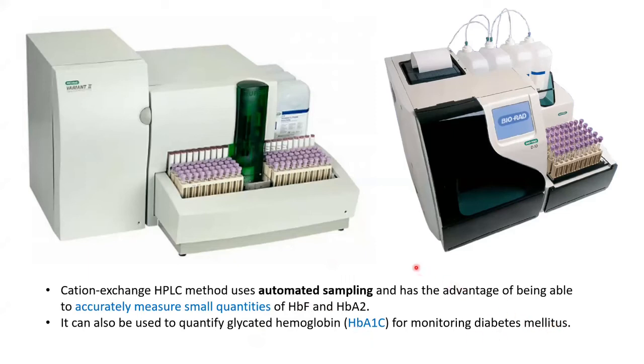The two common machines used in most laboratories are by BioRad, the BioRad Variant 2 as well as the BioRad D10. The BioRad Variant 2 is a more specialized machine, designed specifically for detection of variant hemoglobins, whereas the D10 machine can do both HbA1c detection as well as variant hemoglobin analysis. So some of the smaller laboratories would have the D10 machine, whereas the more specialized laboratories may have the Variant 2. Both are okay for diagnosis of hemoglobinopathies using HPLC.